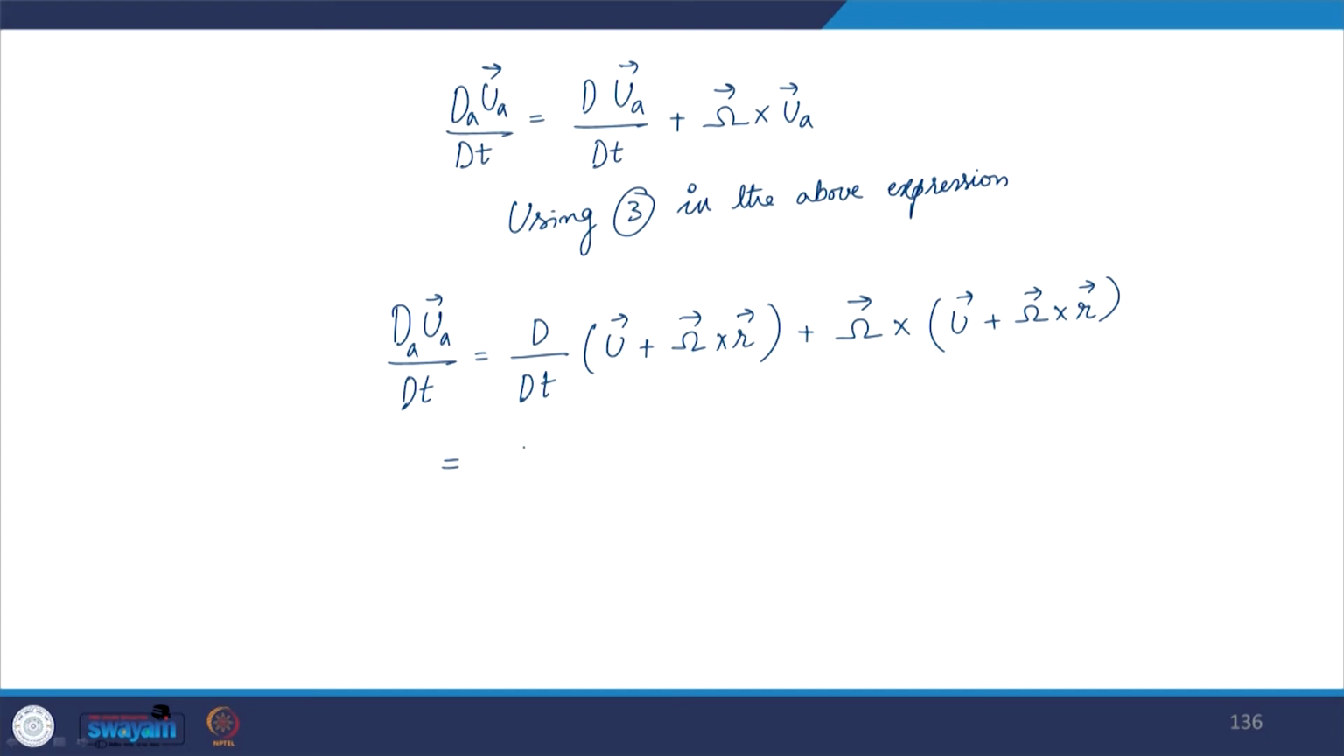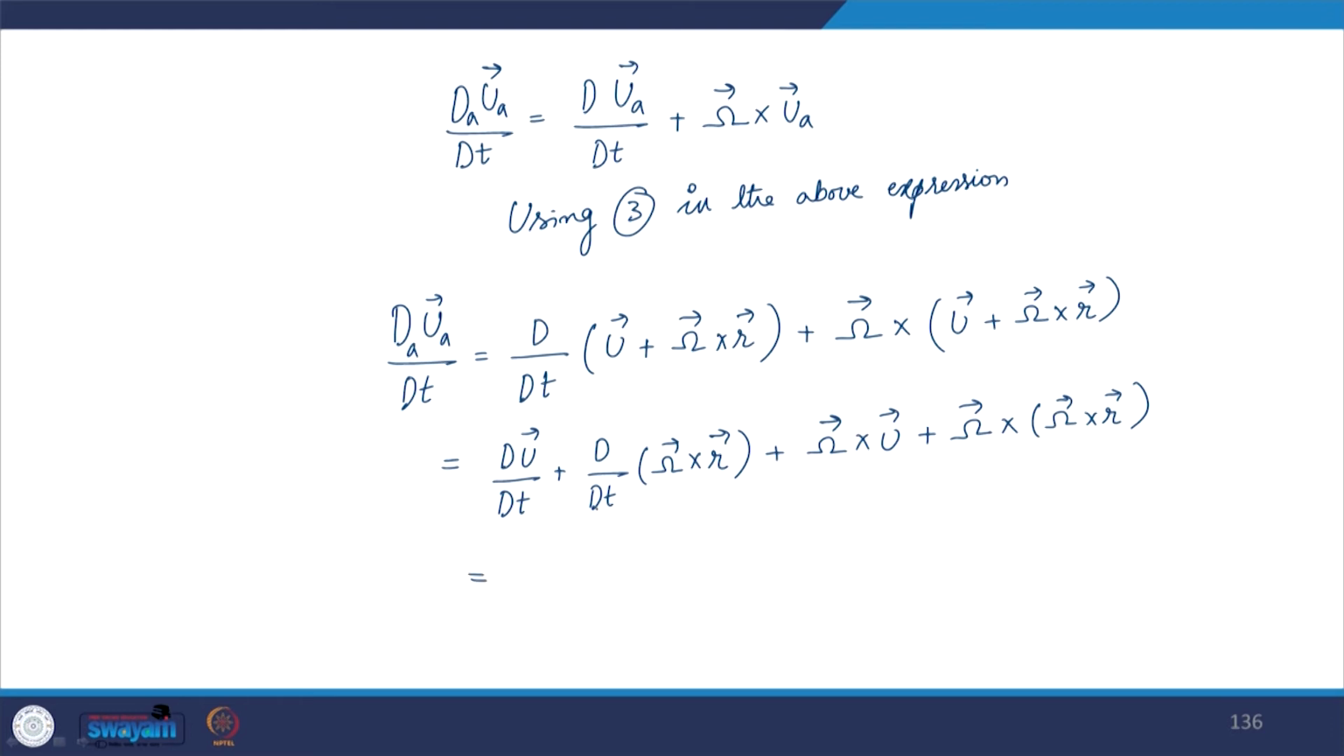So, now let us see how we can expand this. So, this becomes du by dt plus d by dt of omega cross r plus omega cross u plus omega cross omega cross r, right. So, this becomes du by dt plus omega cross dr by dt. So, now we have a vector triple product on the right hand side, and this is still dA ua by dt.